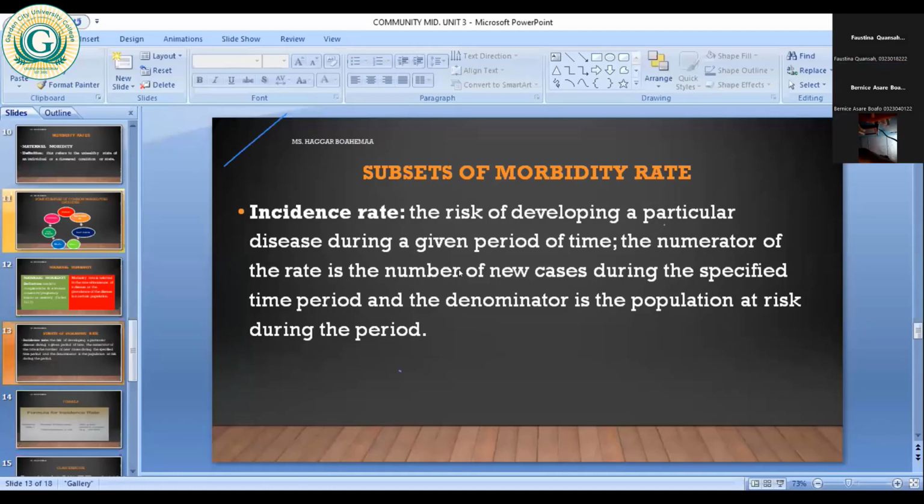Sister, please, infections. So what will increase your risk of getting infection? You see, incidence rate talks about the risk of developing a particular disease. So what will increase the pregnant woman, her risk of getting infection? All right, Faustina.